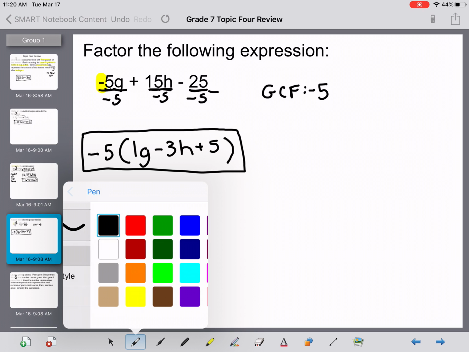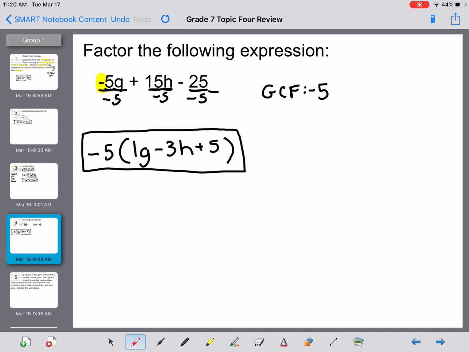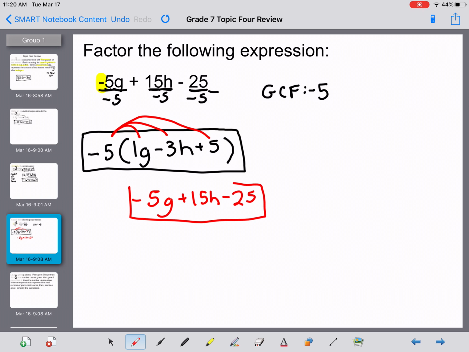Now if I wanted to check to make sure that my answer is correct, I can distribute my GCF into the parentheses and make sure my new expression is the same as my original expression. Negative 5 times 1g is negative 5g. Negative 5 times negative 3h is a positive 15h. Negative 5 times a positive 5 is negative 25. And since this expression is the same as my original expression, I know my work is correct.